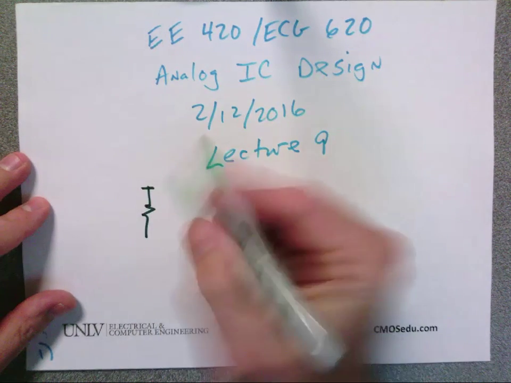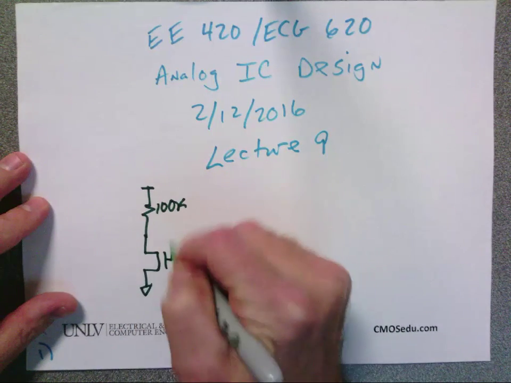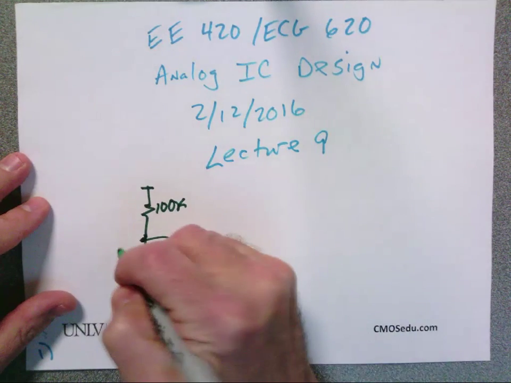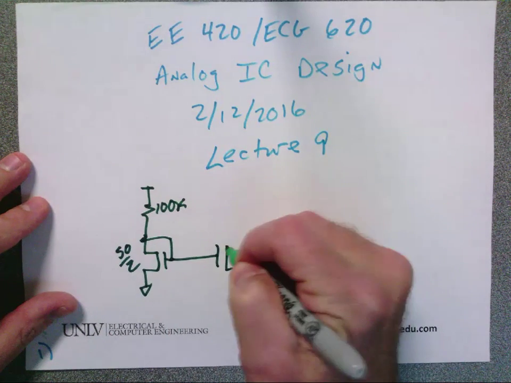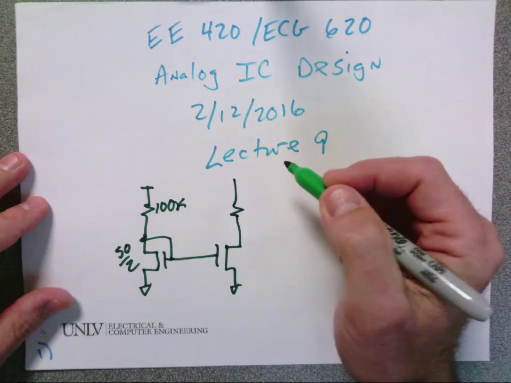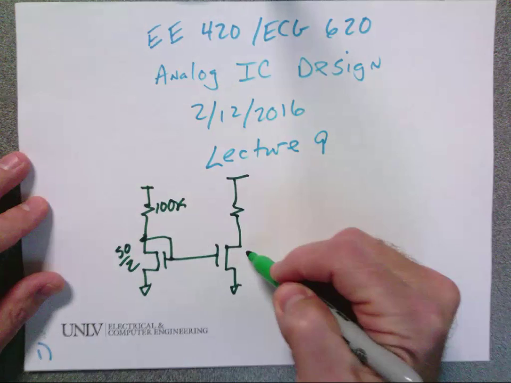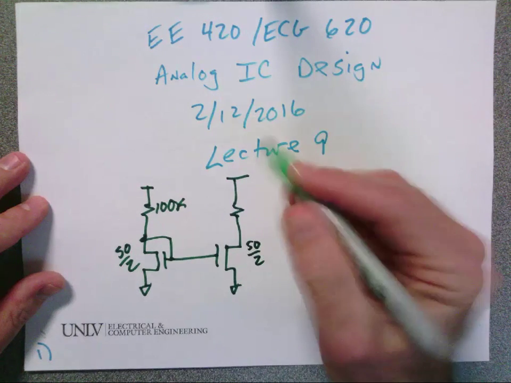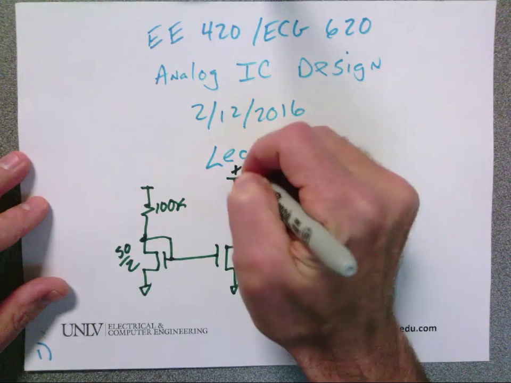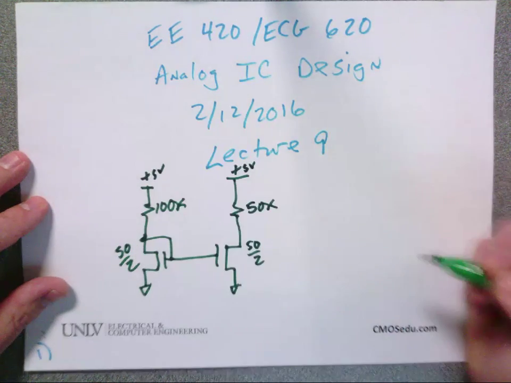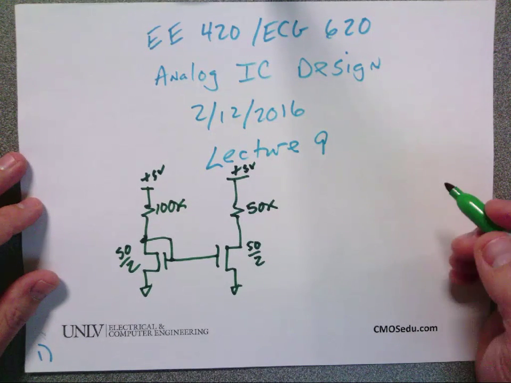All right, so let's just do this. 100K. And then let's do 50 by 2. And then let's go over here. And let's say this is 50 by 2. And let's say this is 50K, plus 5 volts. And I want you to calculate all the voltages and currents in the circuit.